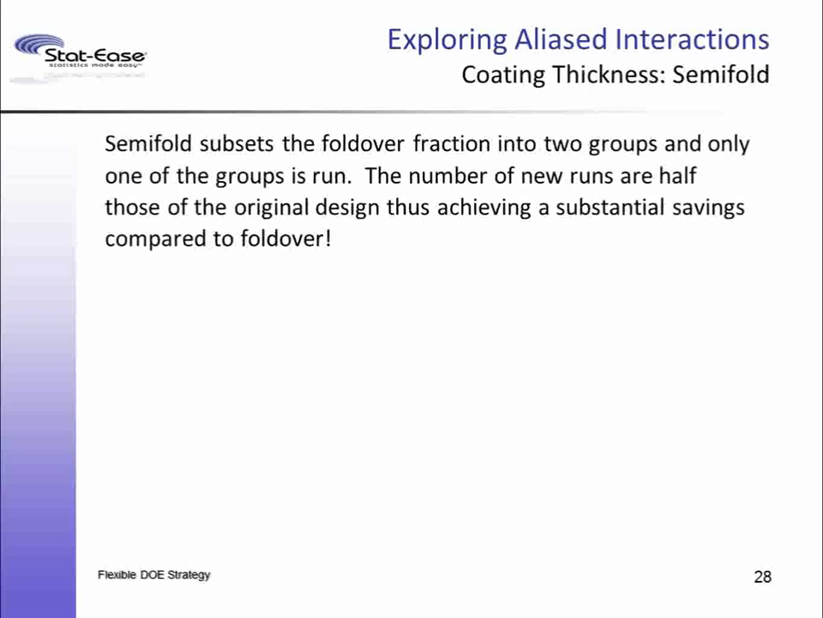So, what's the semi-fold? What we do is we split the fraction into two groups, and only one of the groups is run. And so the number of new runs are actually half of the original design. So we start with the same process as we do with the single factor foldover. We pick that single factor. Here we're going to use A.